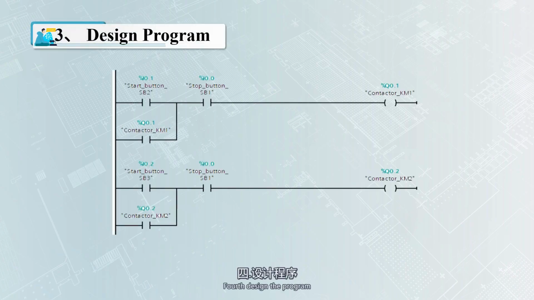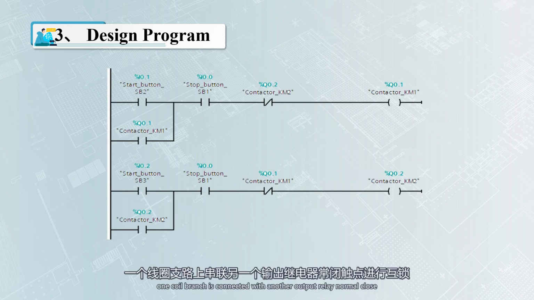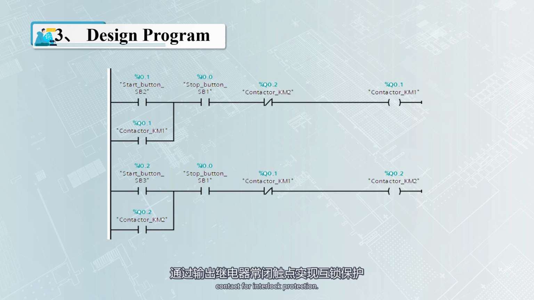Fourth, design the program. Forward and reverse are continuous operation. First design two programs to achieve one-way continuous operation. Because two output coils cannot be on at the same time, one coil branch is connected with the other output relay's normally closed contact for interlock protection.